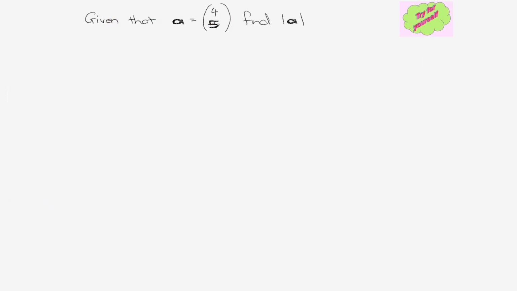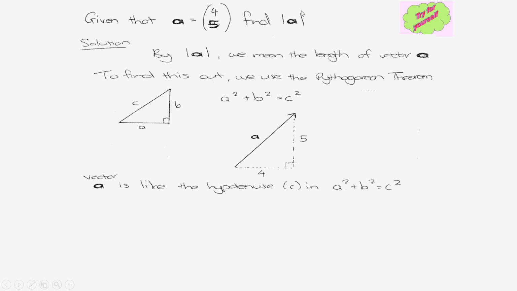So let's try an example. Given that vector A equals 4, 5, it's a component vector, find this thing. And what is this thing again? That's right, it's the magnitude of A. So, solution. By this symbol of A, we mean the length of vector A, the magnitude.